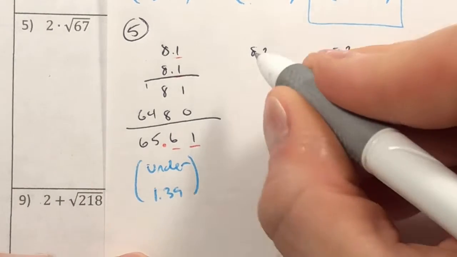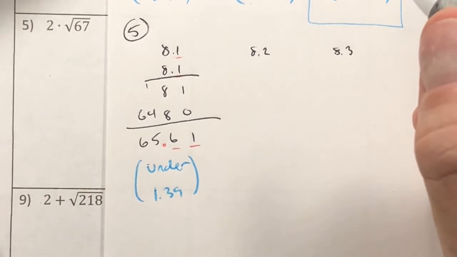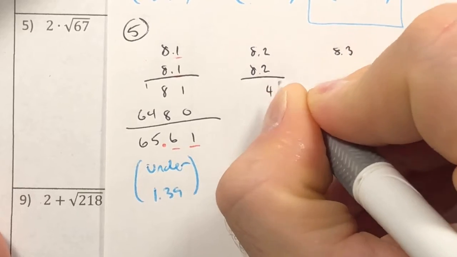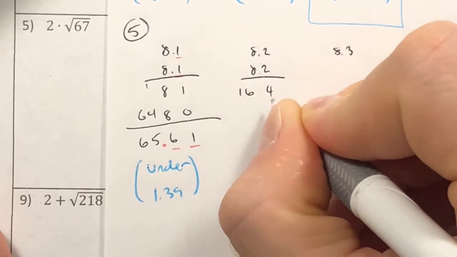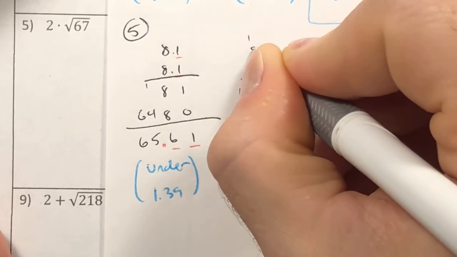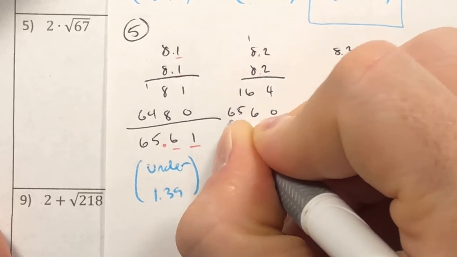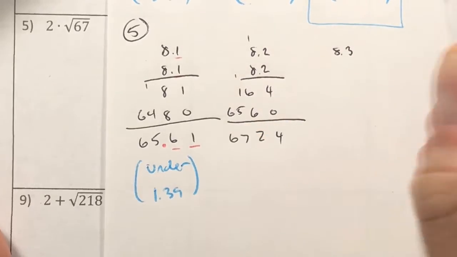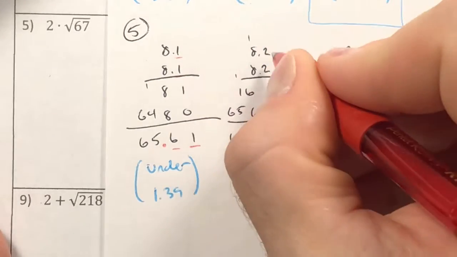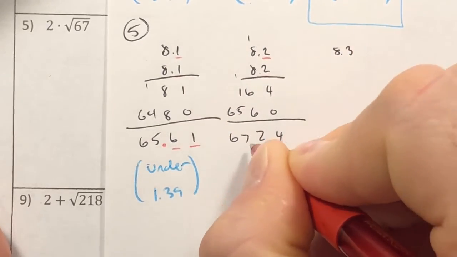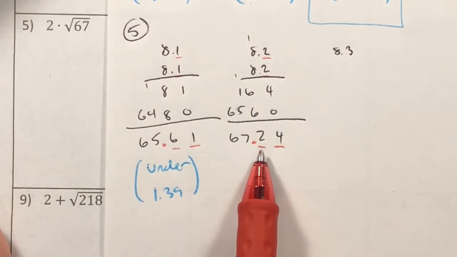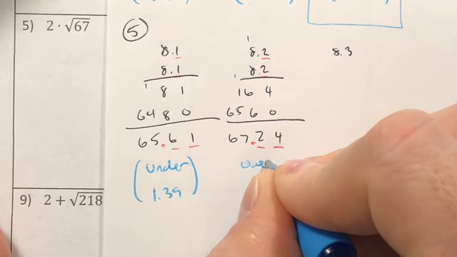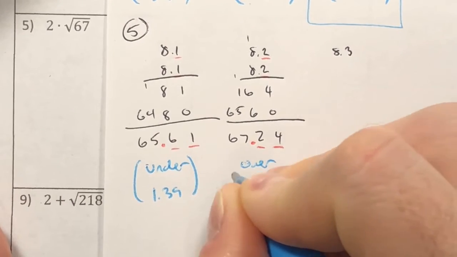So I'm going to move to the next one, 8.2. So if I have 8.2, let's go ahead and square that. 4, 16, hold my 0, 16, carry my 1, 64, 65. 4, 2, carry my 1, 7, 6. Well, looks like I'm doing a little bit better. Okay, so now I'm at 67.24, which means I have now gone over by 0.24.